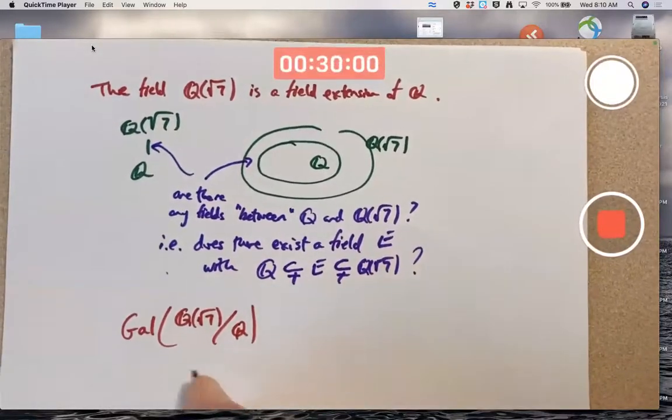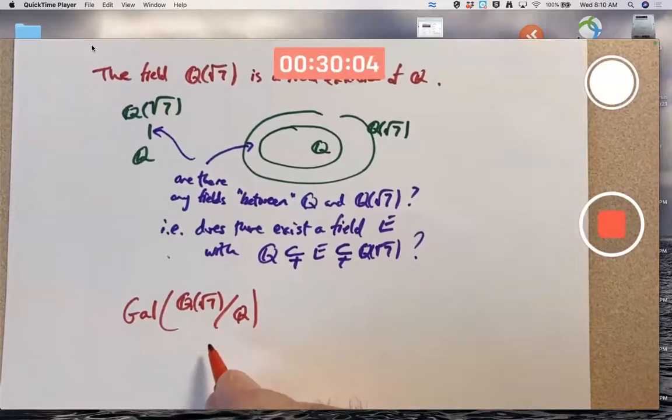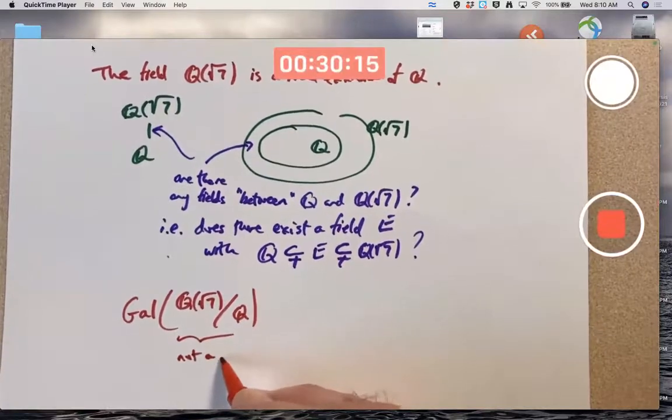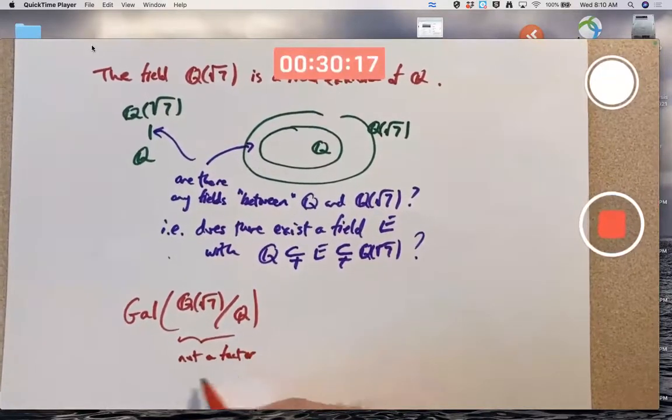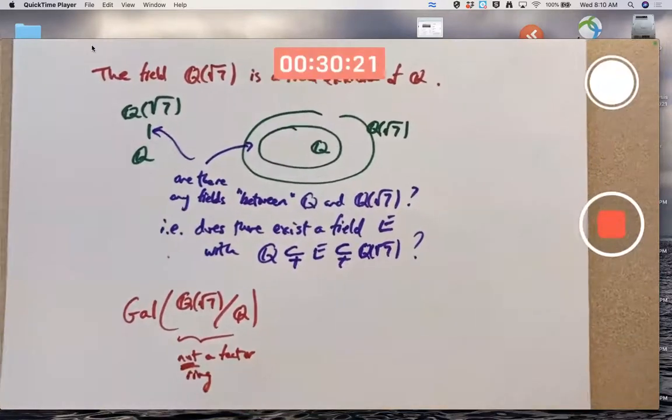Now, it's tempting to look at that thing there and say, hey, I guess that must be a factor ring. But no, it's not. This is not a factor ring. It's just notation. It's just part of this notation, okay? Not a factor ring. Well, remember, fields never have any non-trivial ideals anyway. So you're never making factor rings with fields.